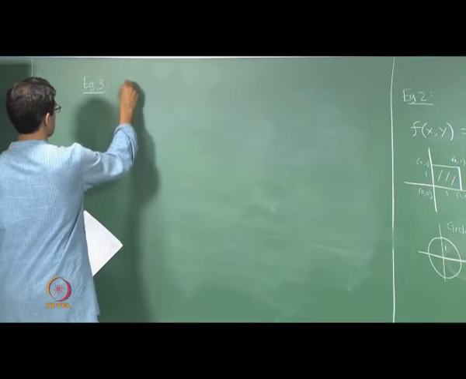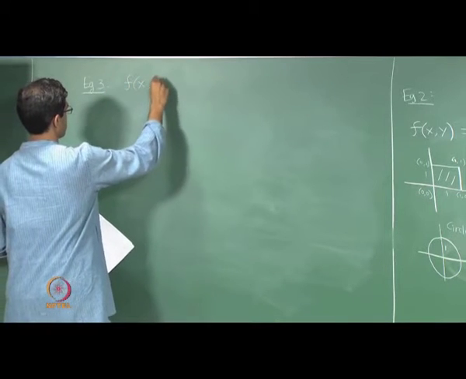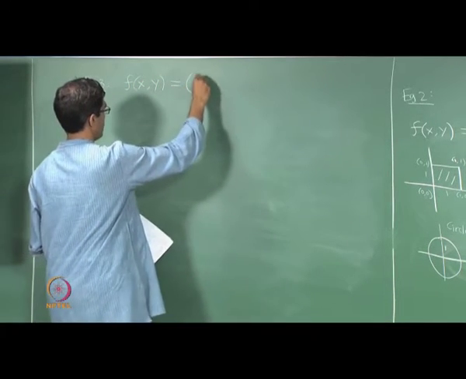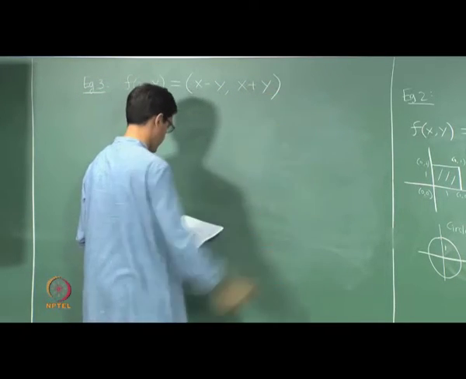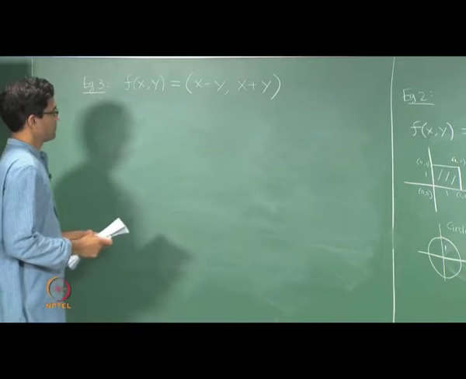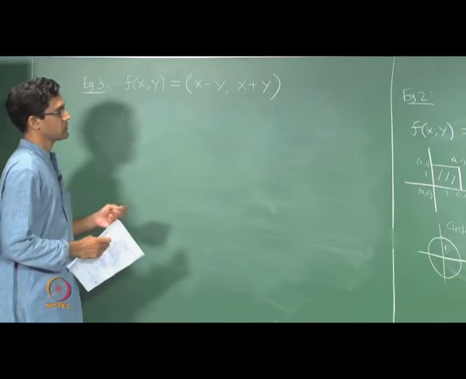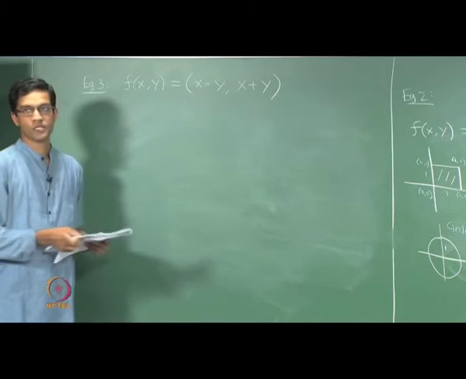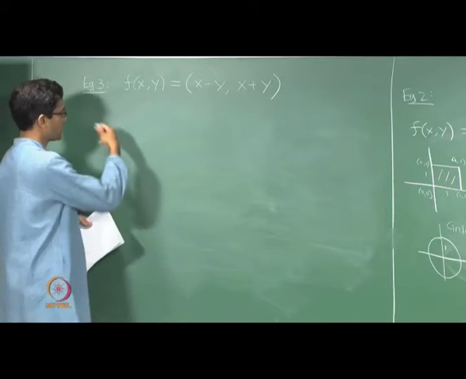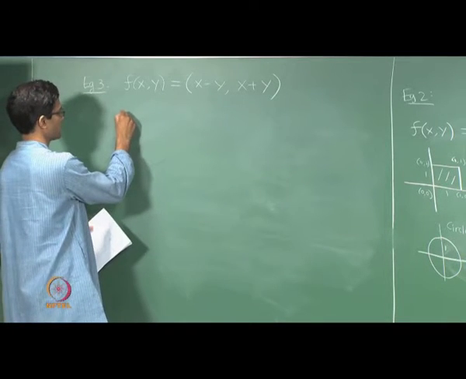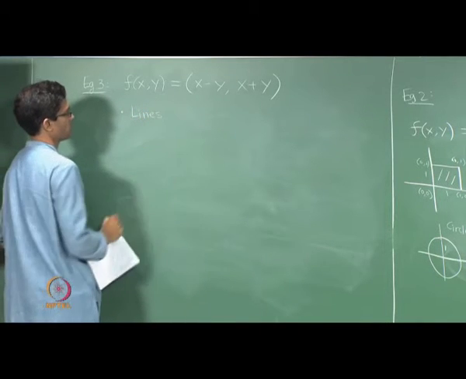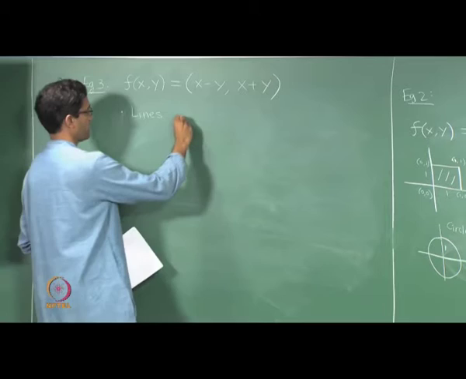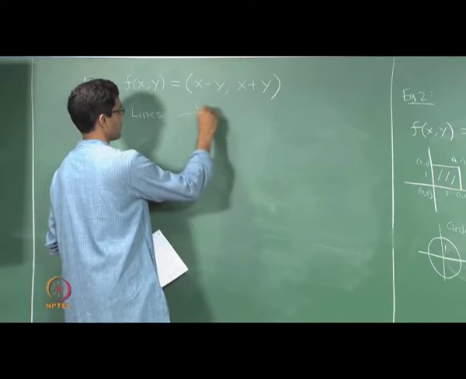Example 3, the function f of x, y is defined to be (x minus y, x plus y). So, here is a formula for what the function does. Again, let us study this using pretty much the same sets of points. For a start, what does this function do to lines on the plane? And again, I claim that lines map to lines.